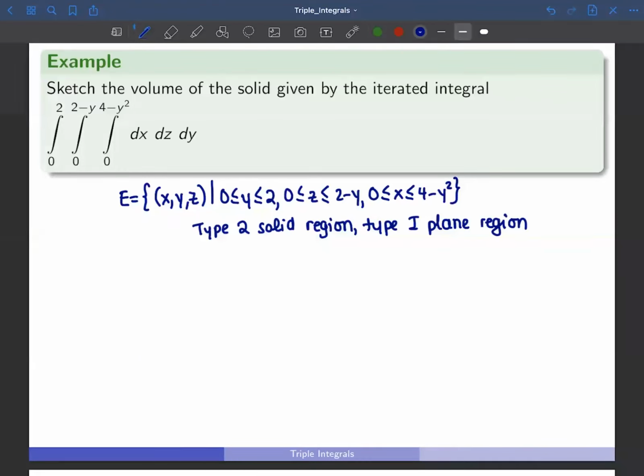And if we want to sketch that volume of the solid, we have x, y, and z. And essentially, we have the cylindrical surface x equals 4 minus y squared that lies in the first octant because it is bounded by the planes y equals 0, z equals 0, and x equals 0. So we have the solid that is bounded by the three coordinate planes, so it belongs to the first octant.